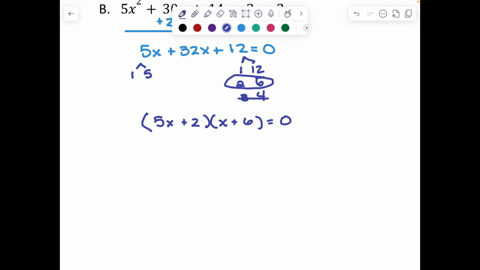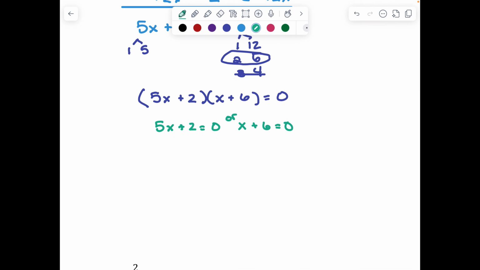So I set up my two factors. I have 5x plus 2 equals 0. x plus 6 equals 0. And again, it's or. So here we'll have x is equal to negative 2 over 5, or x is equal to negative 6.